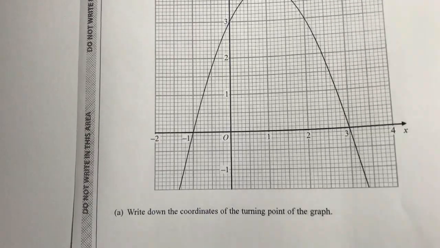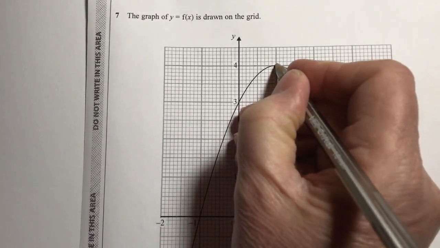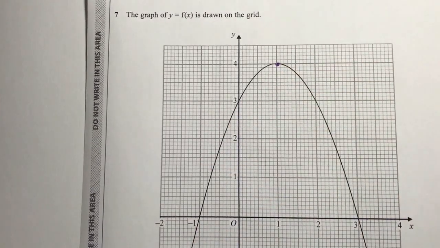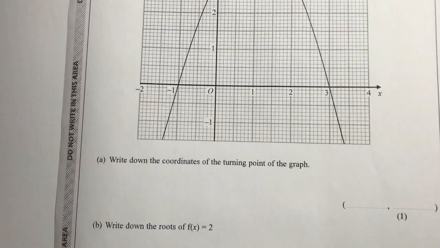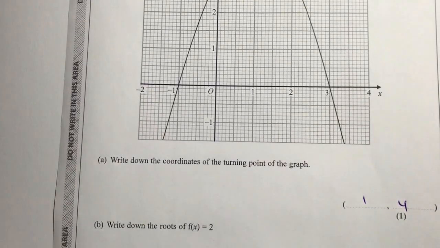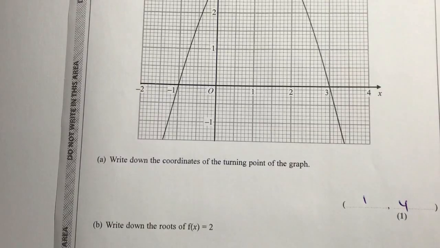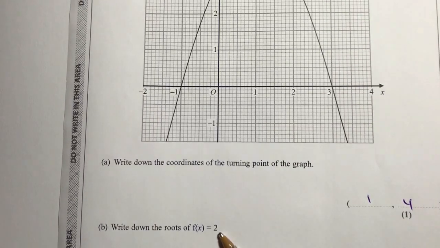Well, the turning point is really just the point at which the graph turns back on itself, and you can see here that the x coordinate is 1 and the y coordinate is 4, so the turning point of the graph is going to be (1, 4). Okay, so the next one is write down the roots where the function of x equals 2.